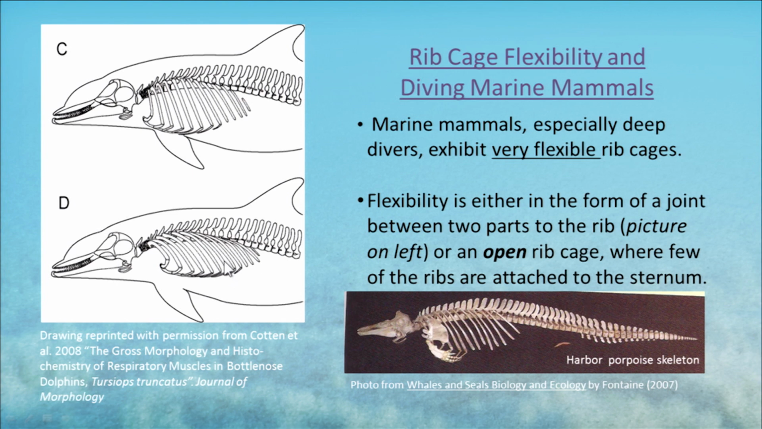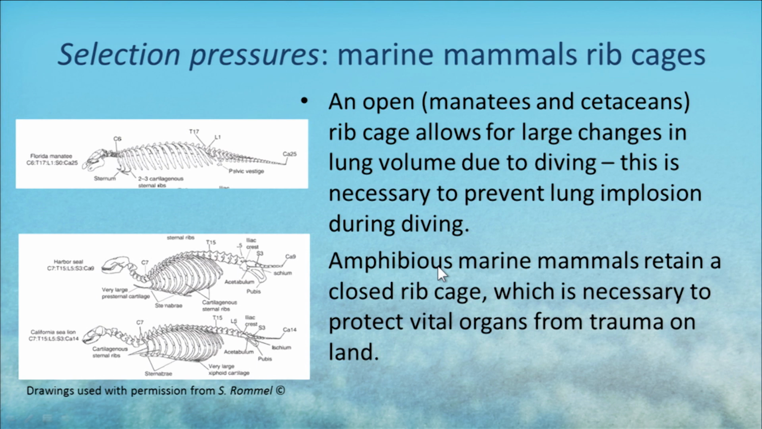Alternatively, many marine mammals possess a mostly open rib cage, as shown in this picture right here of the harbor porpoise, where you can see most of the ribs do not articulate with the sternum and therefore are left open. Okay, so what is the advantage of these changes? An open rib cage, as seen with many completely aquatic marine mammals, such as cetaceans or the manatees, allows for large changes in lung volume due to diving.